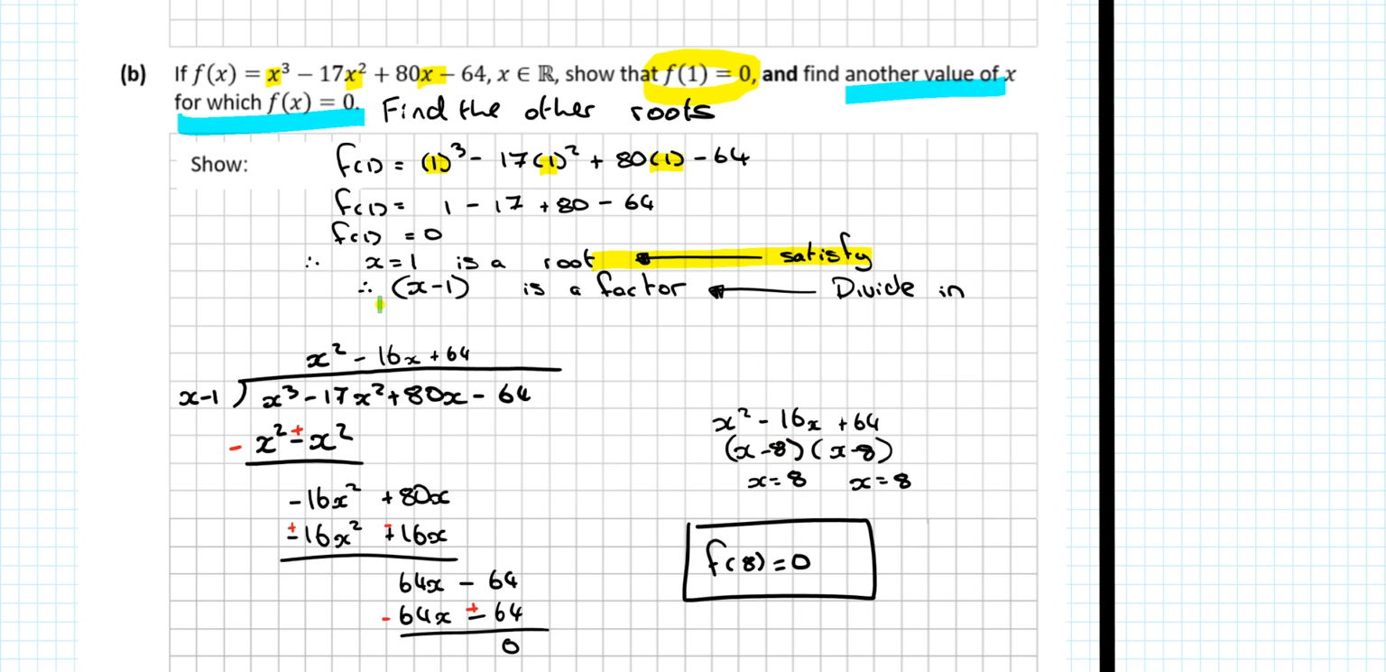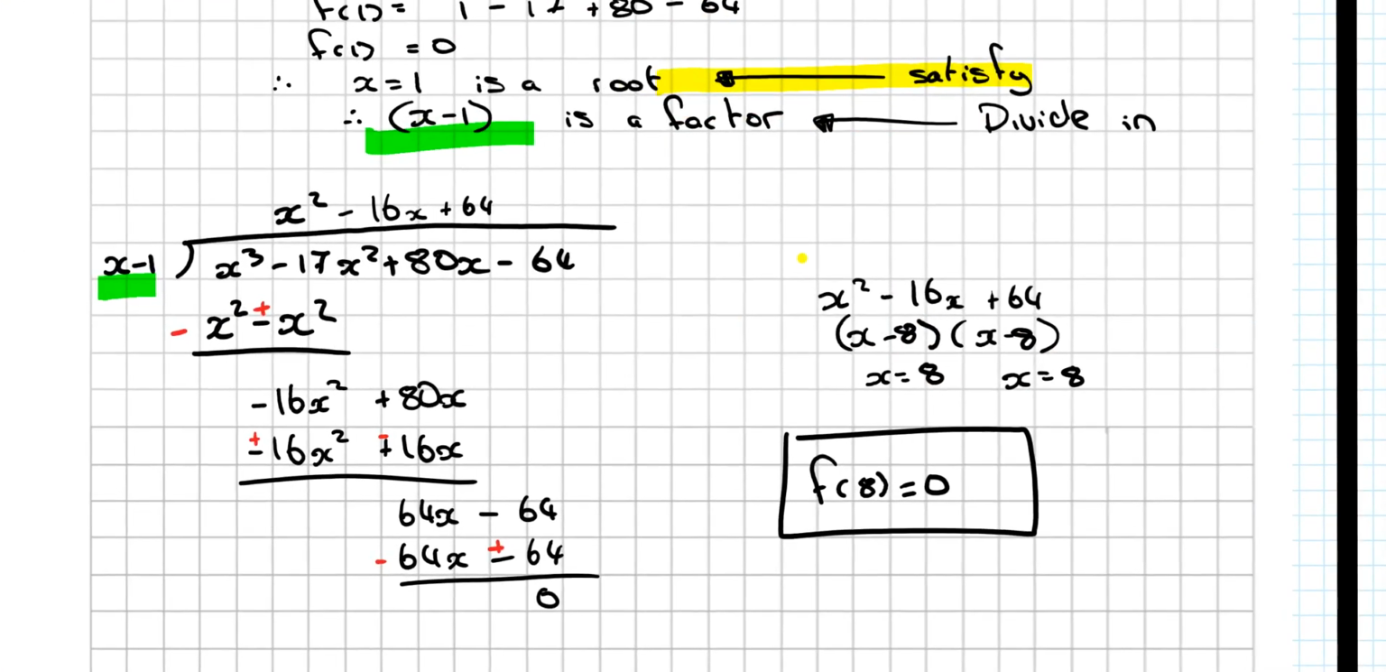Well, I know that x minus 1 is a factor, so I start dividing x minus 1 in. So I'm going to zoom in here for a second. So x by something is x cubed, that's x squared. And then x squared by x is x cubed. X squared by minus 1 is minus x squared. I change the signs from plus to minus, minus to plus. Minus 17x squared plus x squared is minus 16x squared.